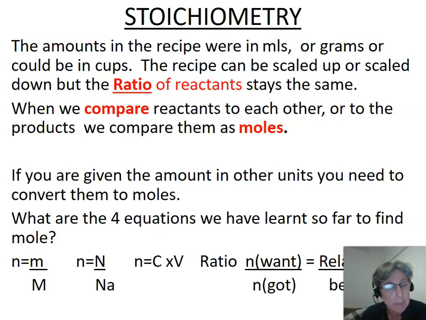So we've looked at finding the number of moles given a mass, finding the number of moles given the number of particles, and finding the number of moles given the concentration and volume, which is what you've just done. And this one, our ratio. So what do you want? What have you got? And how do they go together? So equivalent fractions, basically.